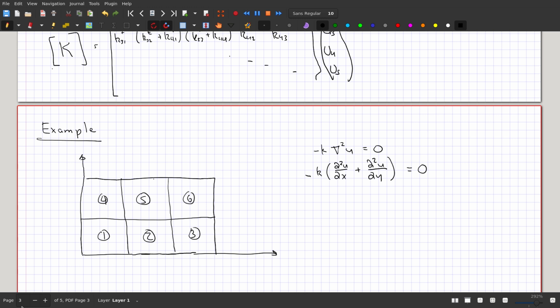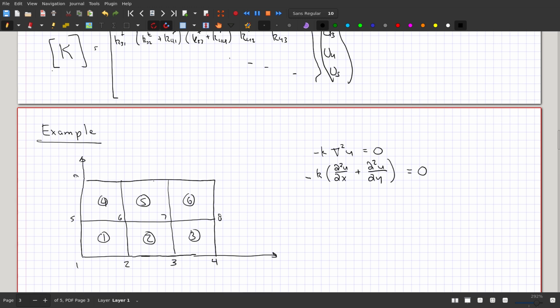We'll have the global node numbers 1, 2, 3, 4, 5, 6, 7, 8, 9, 10, 11, and 12. Each element will have the local node numbers 1, 2, 3, and 4, and have a width A and a height B.